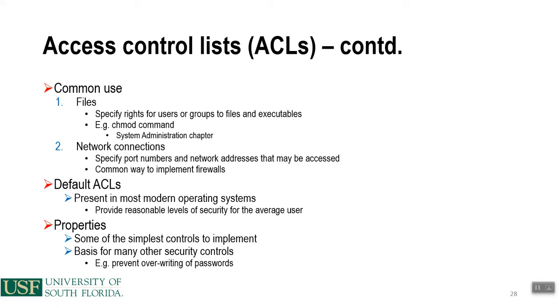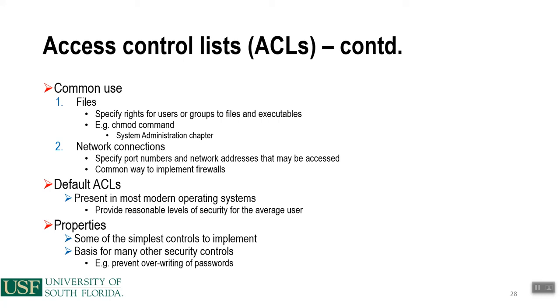Say, for example, there are confidential files within an organization that you can only get access to after you sign a non-disclosure agreement, or an NDA. What you can do here is specify in the access control list, hey, I don't want this group to have access to this particular resource. In fact, many of you already did that with the chmod command in the systems administration chapter. Regarding network connections, you can specify the port numbers and network addresses that may be accessed. It's a common way to implement firewalls.